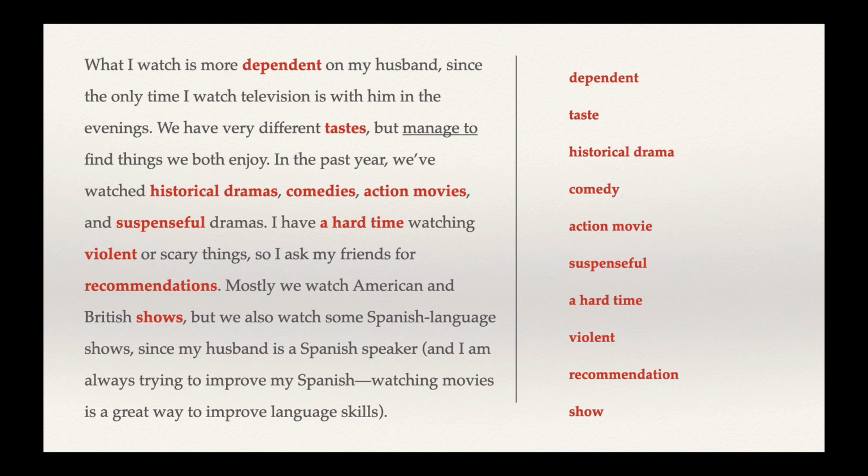What are violent things? Violent must be related to scary. And then I ask my friends for recommendations. What do you think recommendations are? In the next sentence, we see the word shows, American and British shows. You probably know show as a verb, but what do you think show means as a noun?